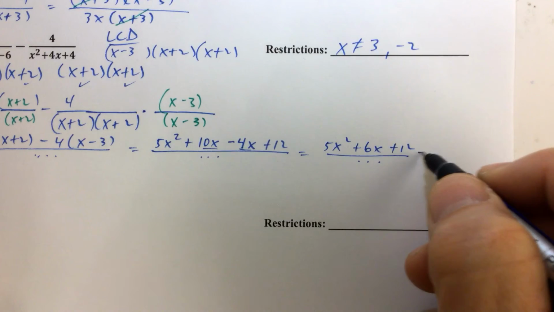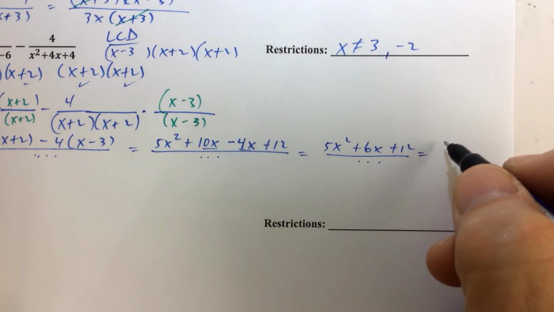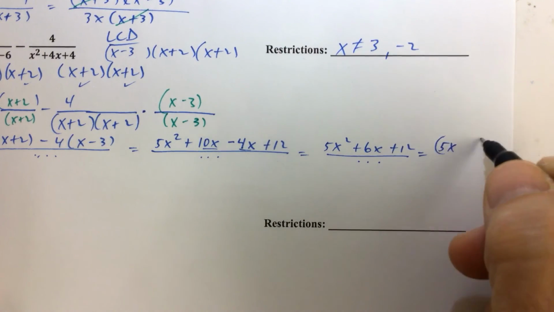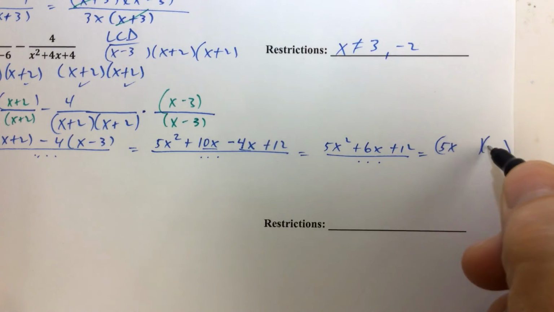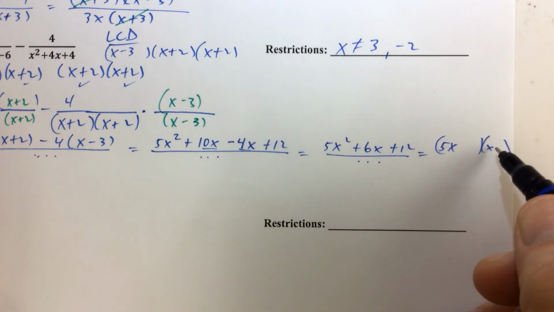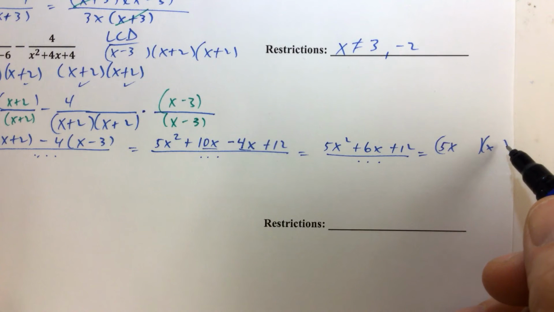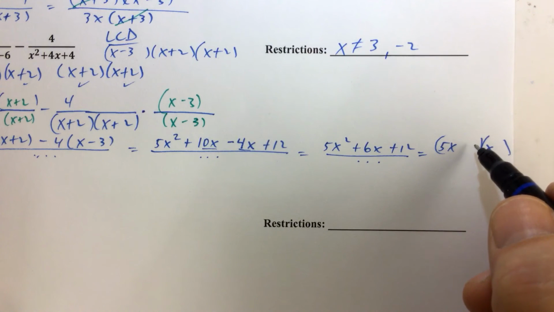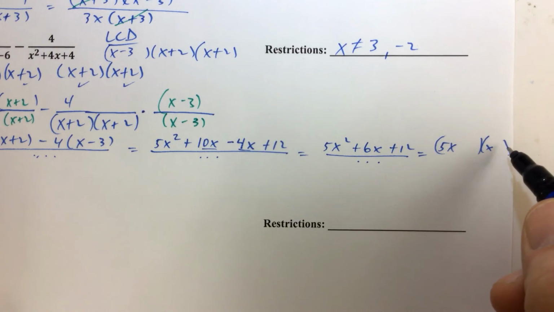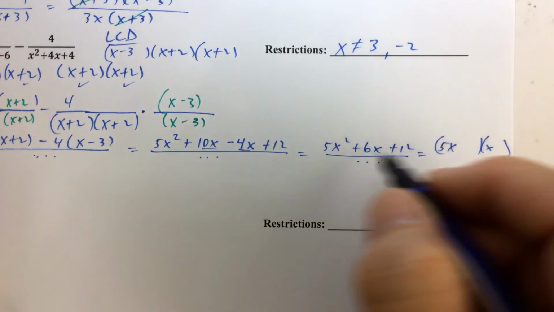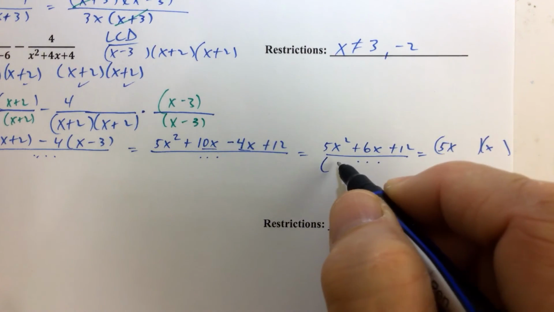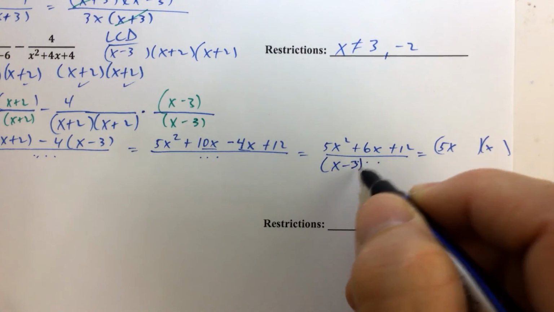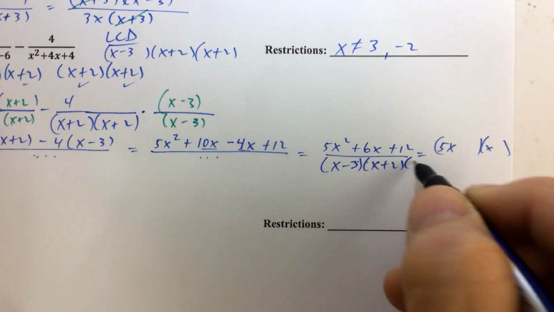Now, if we factor the numerator, let's see, does that factor? I really don't know. I'm not sure if it factors or not. But if it does factor, it's going to be 5x times x. And then a little mental math here, it's going to be 3 and 4, 6 and 2. That is not going to factor. 12 and 1, not going to factor. So we don't need to factor that, so we just need to rewrite the denominator, x minus 3 times x plus 2 times x plus 2.